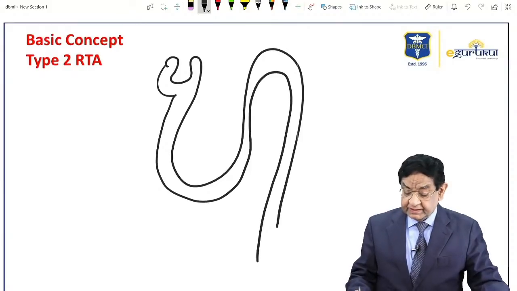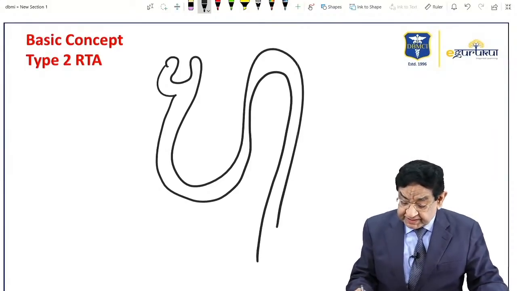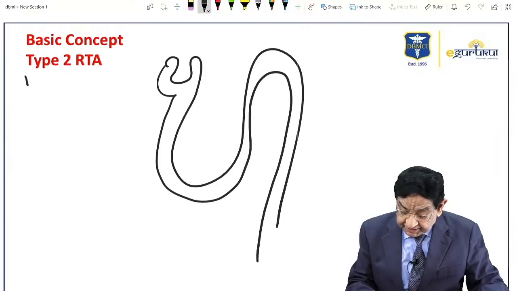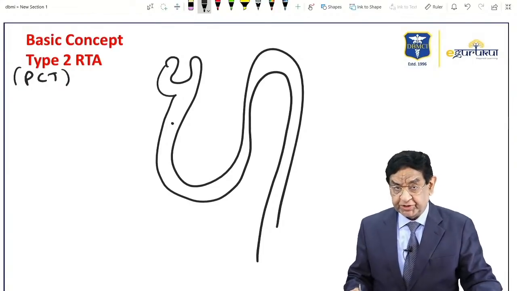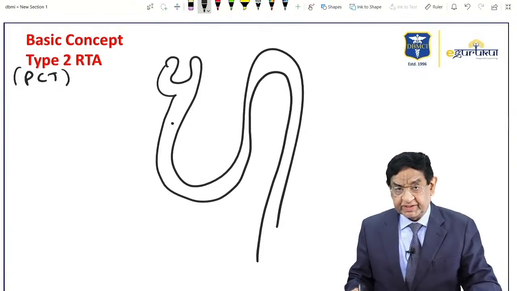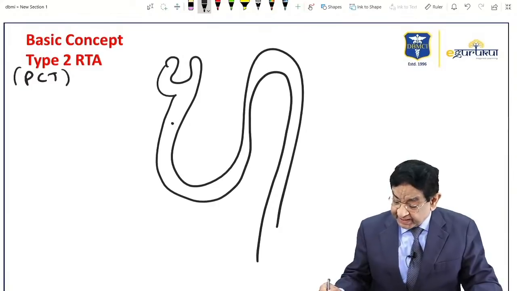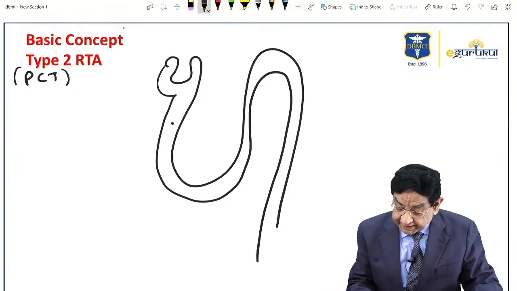And type 2 RTA, the site of disease is proximal RTA, proximal PCT. Proximal convoluted tubule is this, PCT, proximal convoluted tubule. This is the site of disease. Now let's again first learn what happens normally.